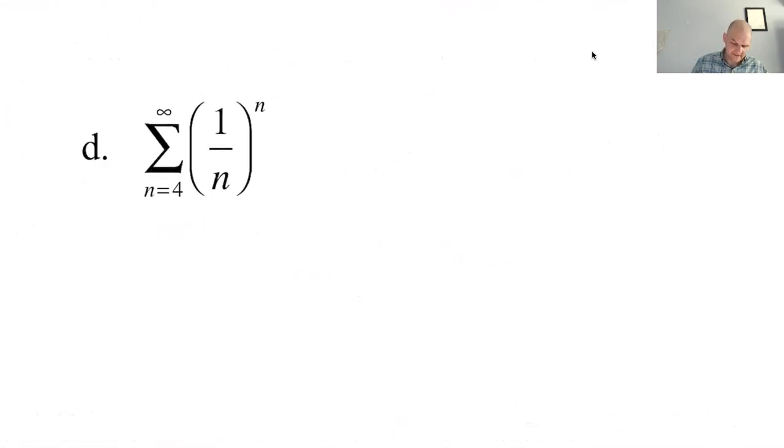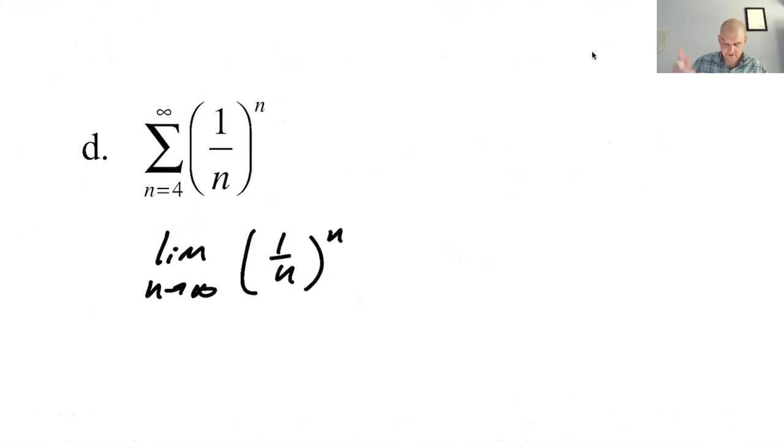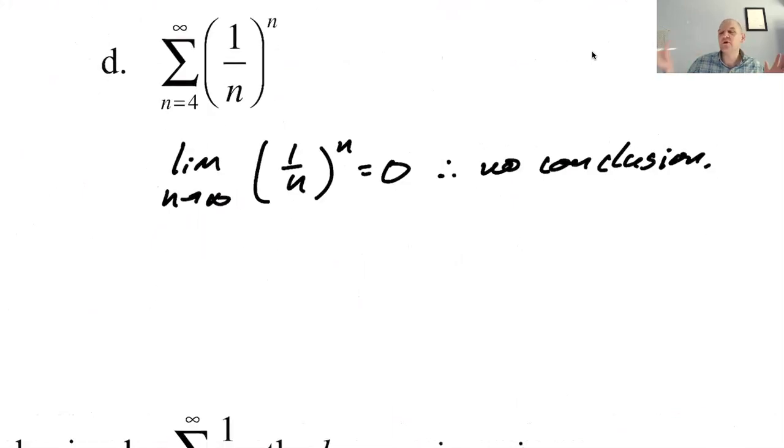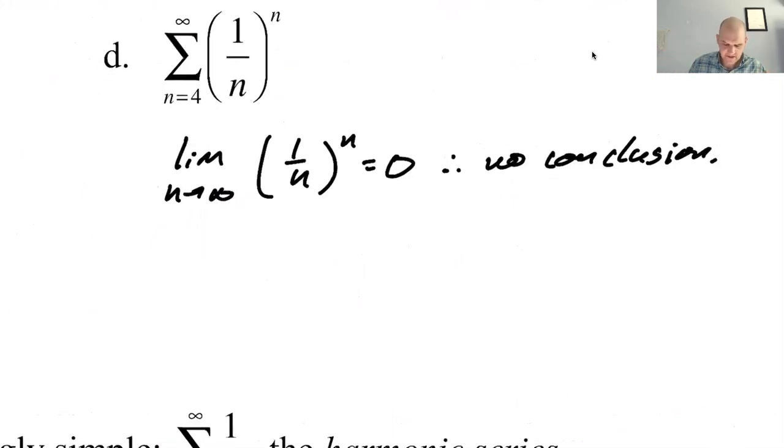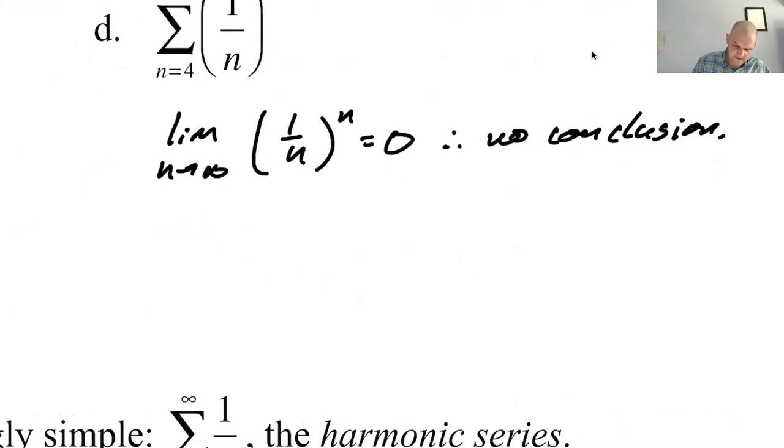This one, I mean, the limit is definitely 0, right? 1 over n by itself is going to 0, and then if you raise it to the nth, it's going to 0 even faster. So this is 0, no conclusion. But if we think about it, we can kind of work out what's happening here. We don't know enough yet to really do this. But let me put this in a different color. Let's think.